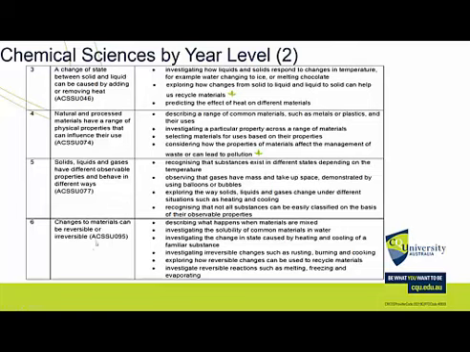At Year 6 level, changes to materials can be reversible or irreversible. Instantly, you can make a particular substance disappear and then you can make it reappear through scientific processes. So it's really interesting to explore reversibility changes and how that impacts on materials also.